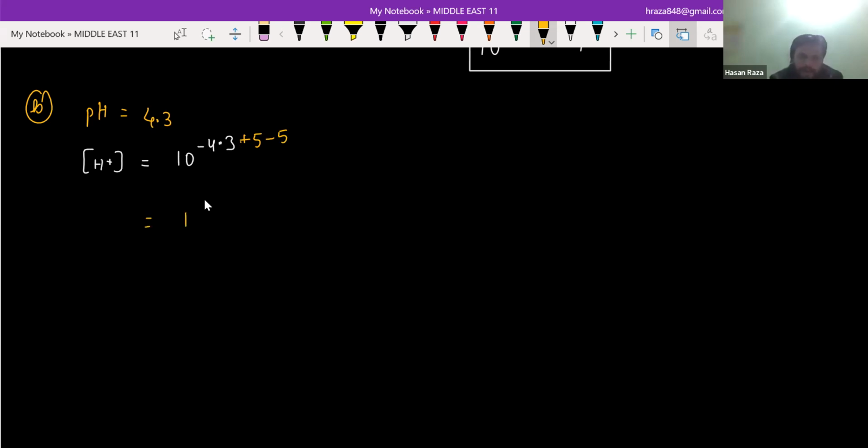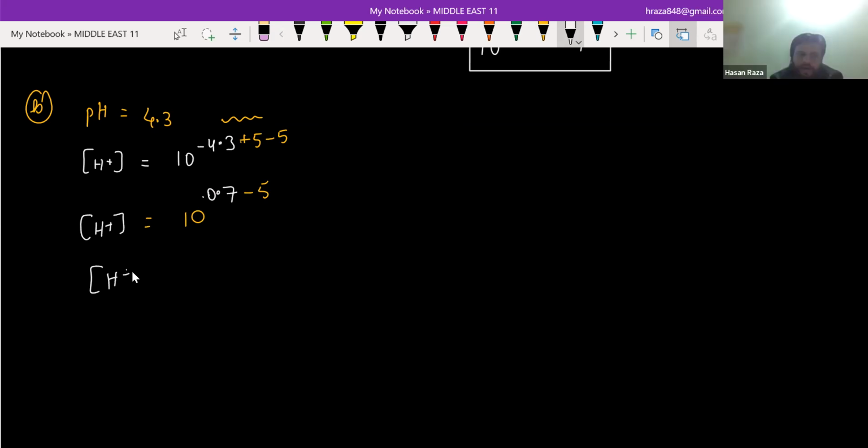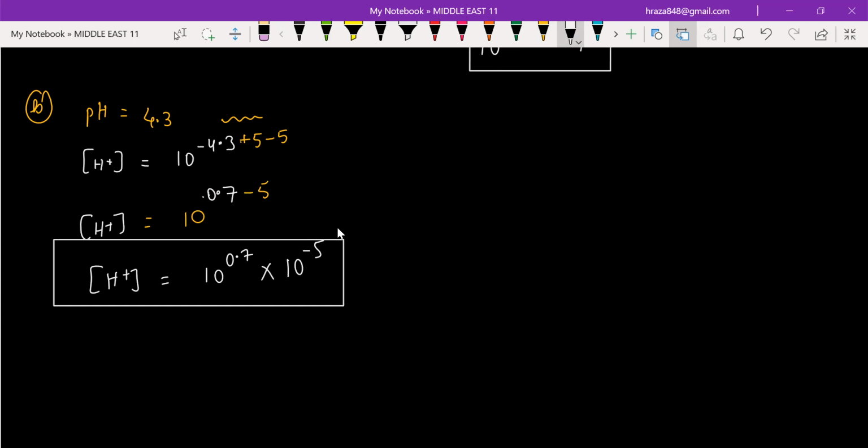Now, I can write it as 10 raised to the power 0.7 minus 5. I just solve this part only. Can I write it like 0.7 minus 5? Minus 4.3 plus 5 will be 0.7? Yes, sir. Now, can I also write 10 raised to the power 0.7 into 10 raised to the power minus 5? Can I write this? Yes, sir.